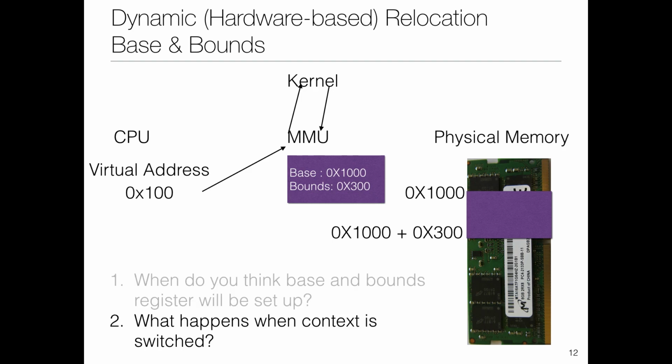What happens if context is switched? Switch the cache. So if the context is switched, firstly the cache has to be emptied if you're maintaining a cache. But for now, let's forget about the cache.